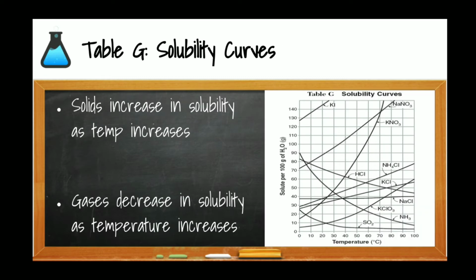We can also use numbers to describe whether a solution is saturated, unsaturated, or supersaturated. We'll do that by looking at reference table G. Here on reference table G, you'll notice that the solubility of all substances is described in 100 milliliters of water. Notice that as you increase temperature for solids, you increase solubility, but as you increase temperature for gases, you decrease solubility.